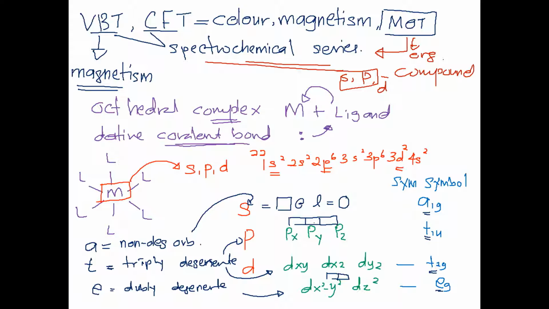So back to the MOT. The reaction between the metal and the ligand, to make a complex, the atomic orbitals of the metal and the ligand must be symmetric. We will look at that later on.